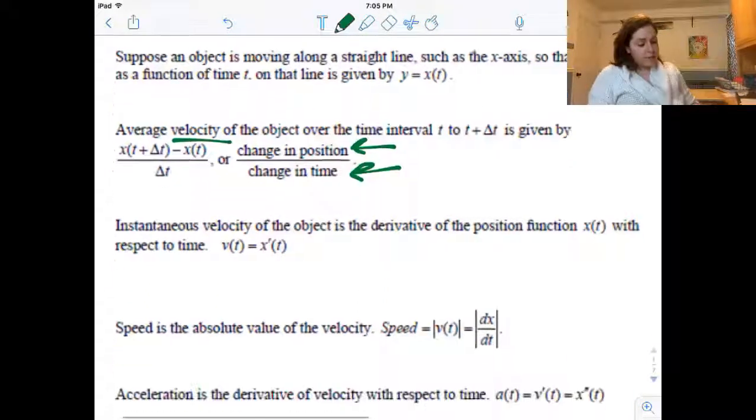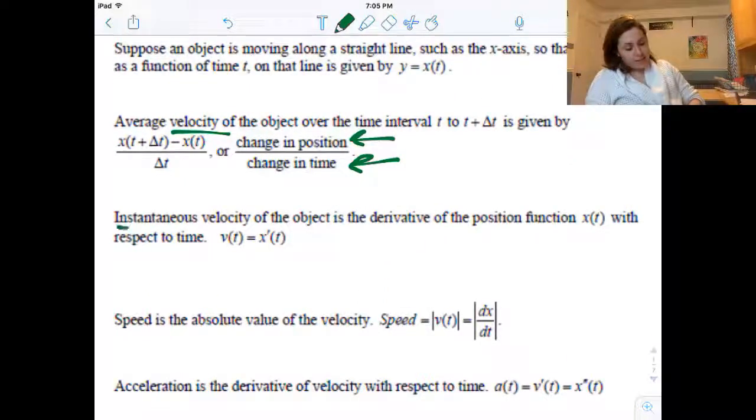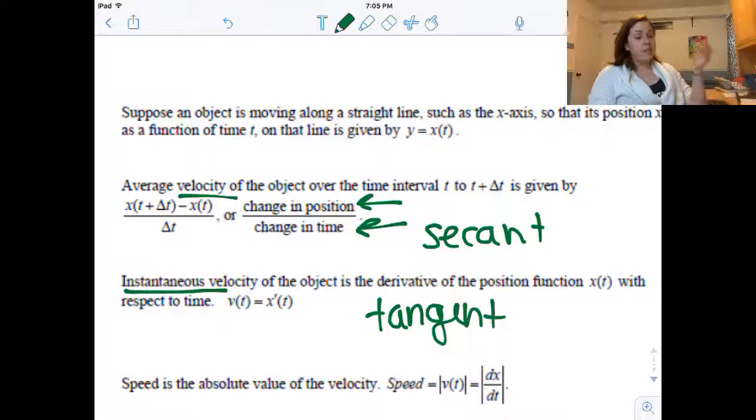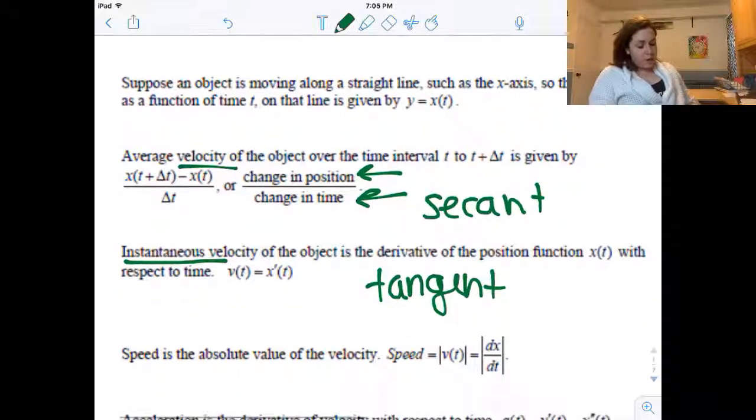Instantaneous velocity: anytime I talk about instantaneous, now I'm talking about the exact velocity at an exact point. And so instead of talking about the slope of the secant line, which is what this is, here I'm talking about the slope of the tangent line. And so we would say that velocity is the instantaneous rate of change of position, acceleration is the instantaneous rate of change of velocity, jerk is the instantaneous rate of change of acceleration, and so on.